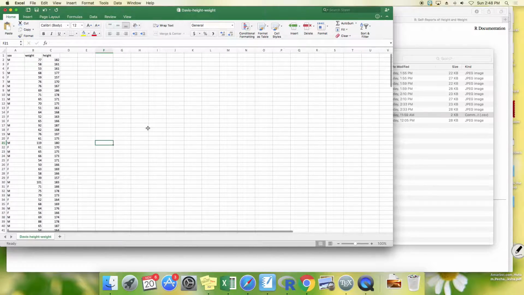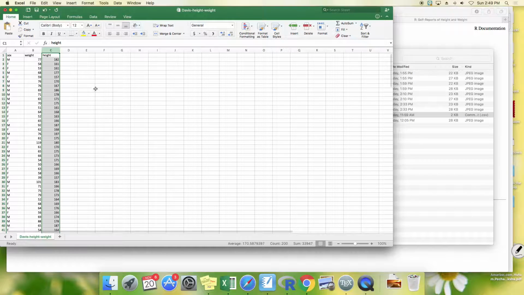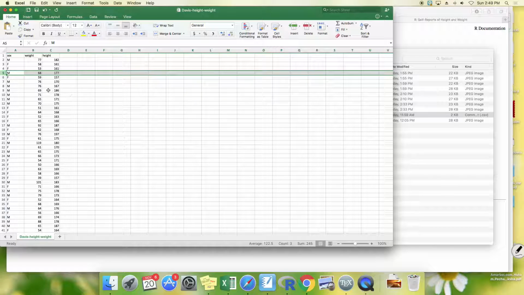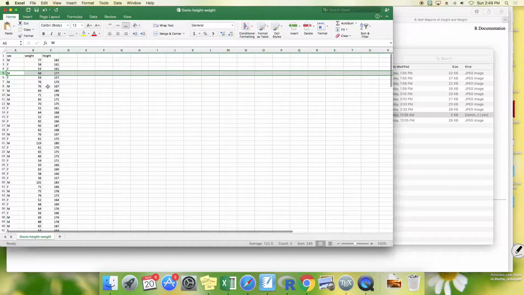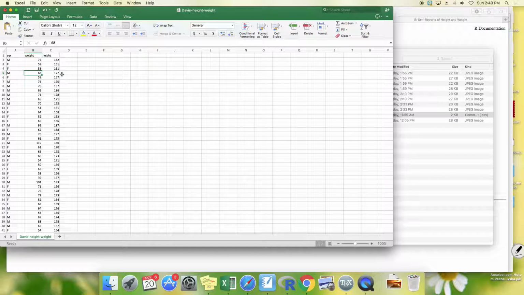So this is the column for gender, this is a column for weight, and by weight I mean weight in kg, and height, height in centimeter. Obviously each row is for one person. For example, the fifth person is a male whose weight is 68 kilograms and height is 177 centimeters.